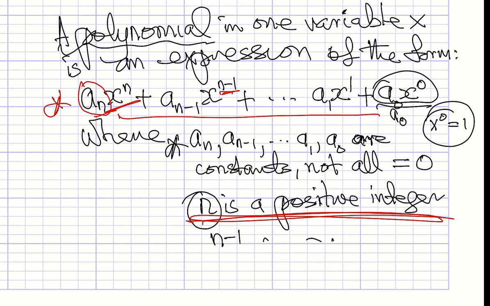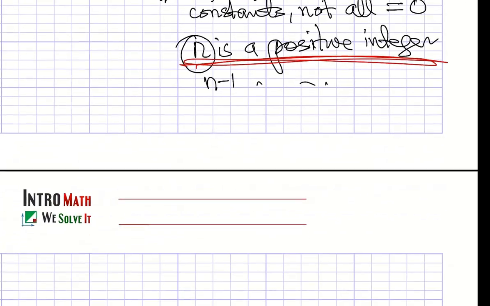Okay, so let me give you an example of what is considered a polynomial and what is not considered a polynomial. That way it will help you to understand the definition. Now check this out. Something like this. Well, let's start with this.